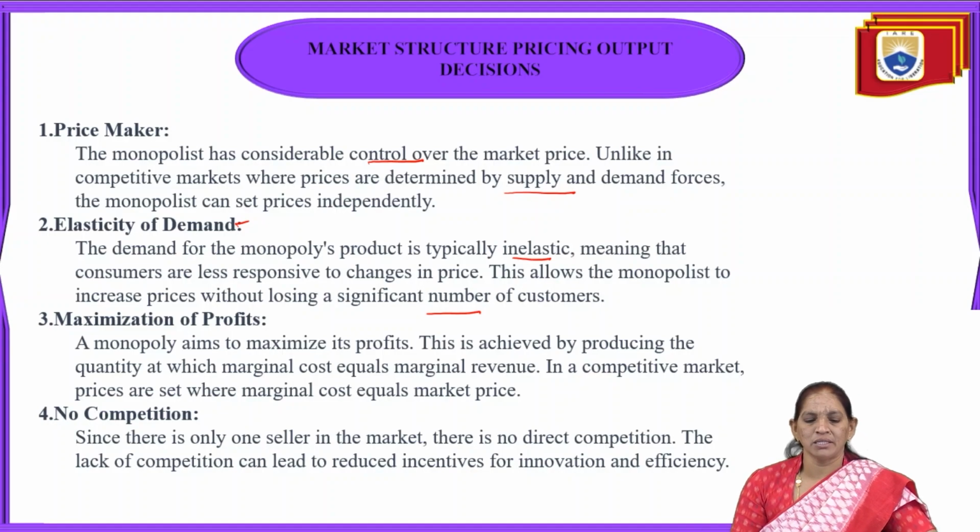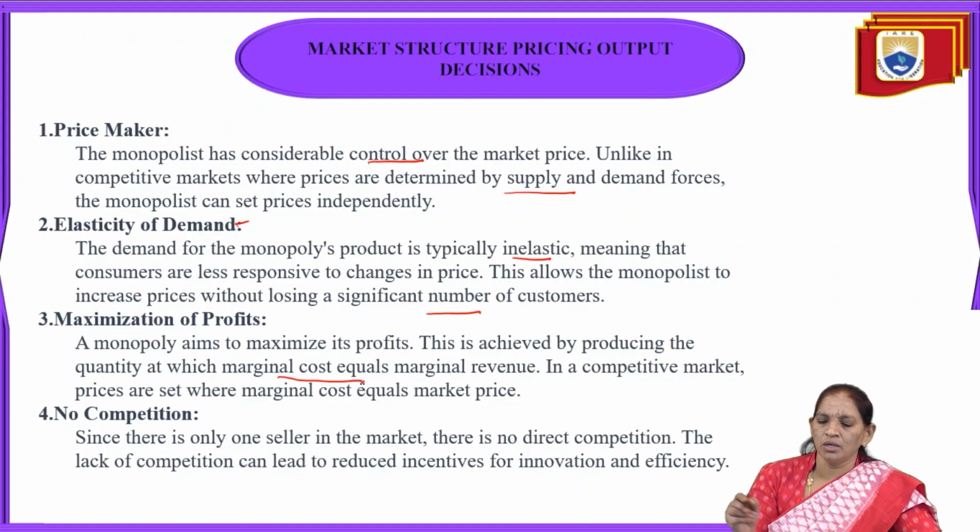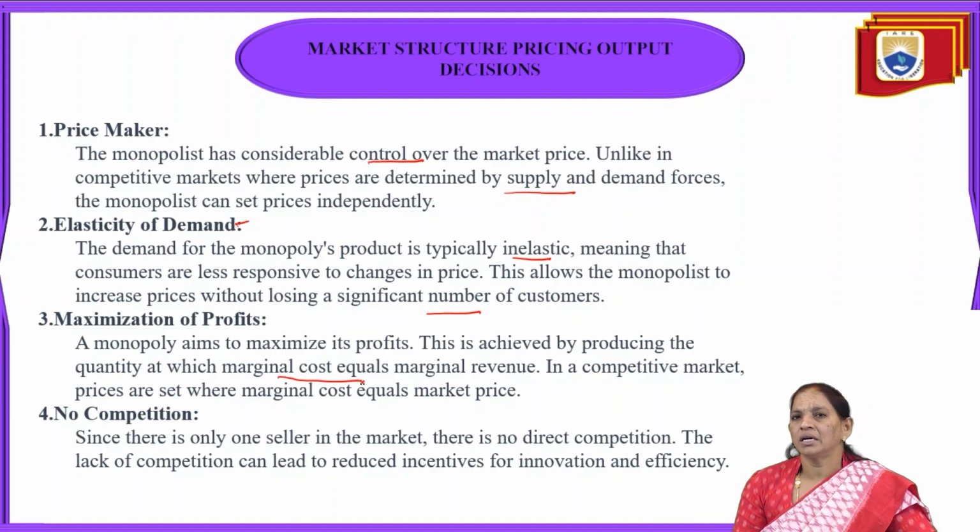Next one is maximization of the profits. The monopoly aims to maximize his profits, meaning to achieve a greater amount of profits by skimming the total profits from the market. So he can produce the quantity at which his marginal cost is equal to the marginal revenue.